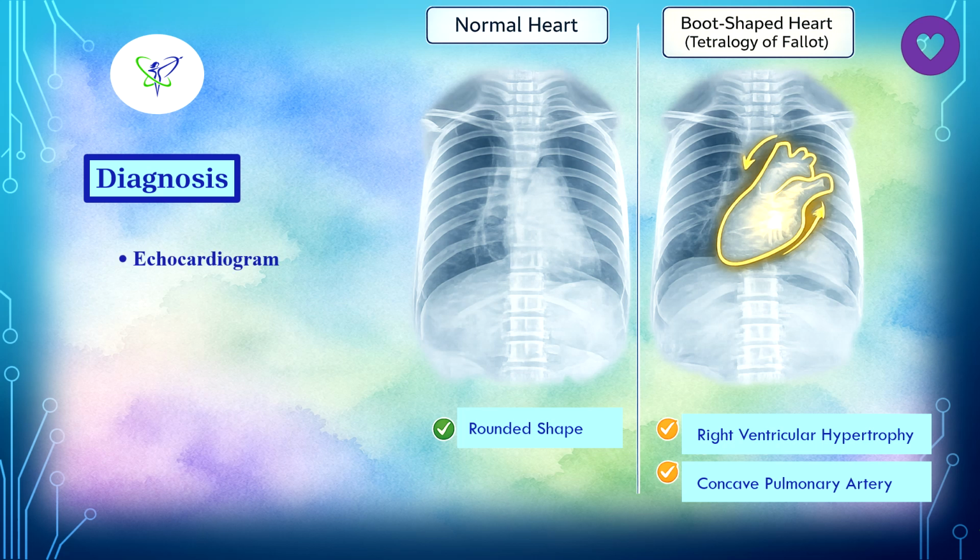Diagnosis is made by echocardiogram, chest x-ray, ECG, pulse oximetry, and you might note a boot-shaped heart. You can note on this image the rounded shape on the normal heart and the boot-shaped heart of Tetralogy of Fallot. You'll see right ventricular hypertrophy and concave pulmonary artery.